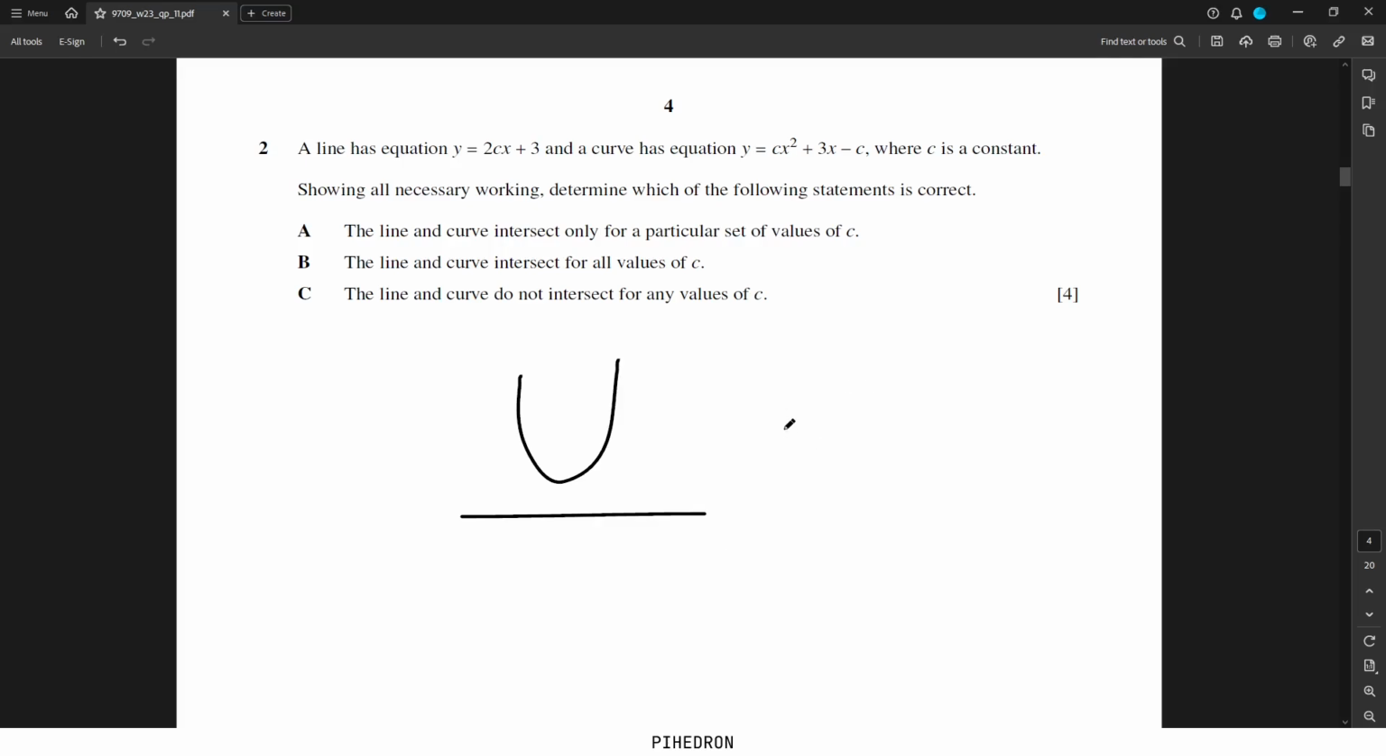So the discriminant is b squared minus 4ac. If this is greater than or equal to 0, then all values of c will intersect. But if this is less than 0, then we get complex solutions or imaginary numbers, which means they don't intersect.